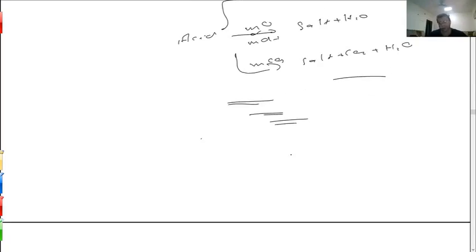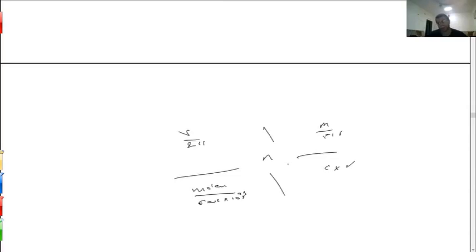Do not forget, if you don't mind, that you can calculate the number of moles using this information: mass over the molar mass, volume divided by 24, concentration times volume, or the number of molecules over Avogadro's constant, which is 6.02 times 10 to the power 23. Those are the rules which we have to calculate the number of moles.